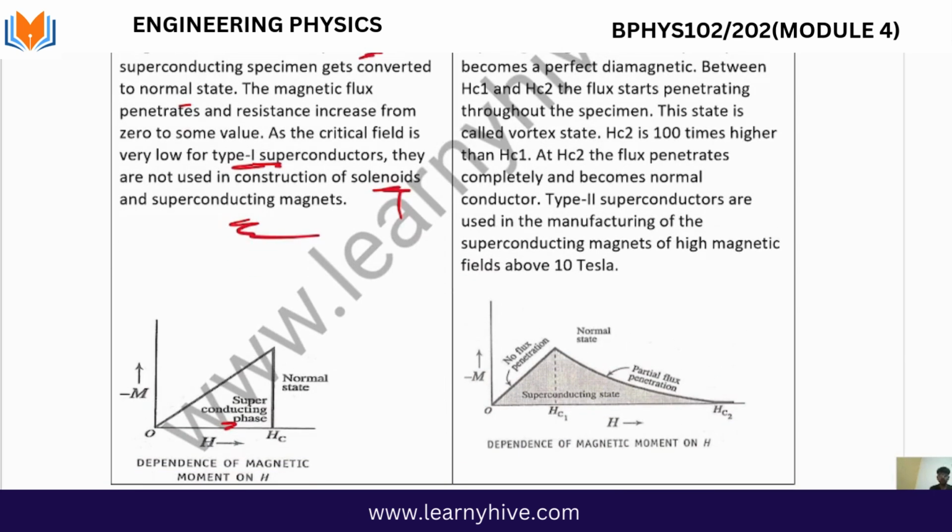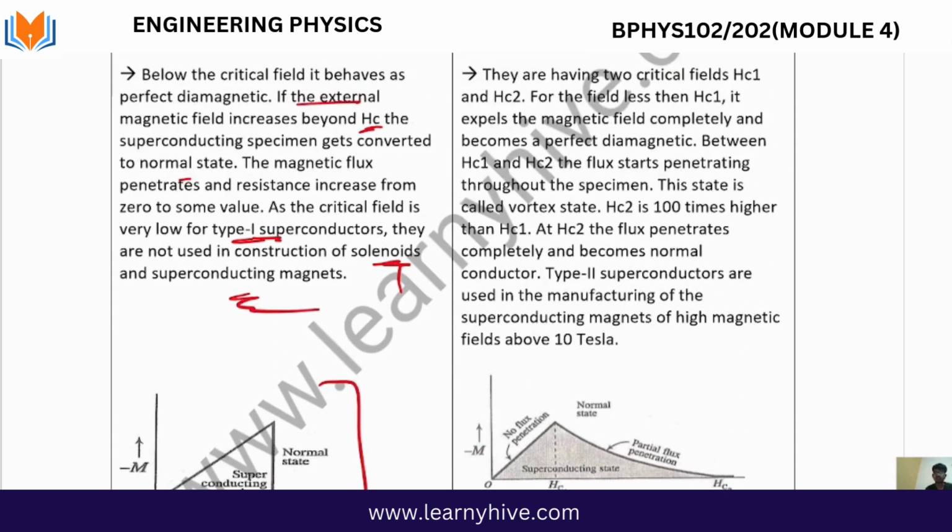And here we are having intensity, magnetization, and HC. We have a superconducting phase and a normal state. What happens? So here is the diagrammatic representation of how the graph is going on.